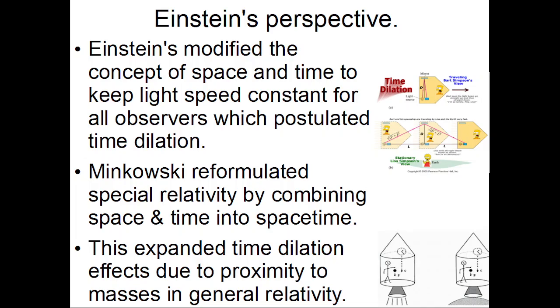Einstein's equations of the special theory of relativity modified the concept of space and time to keep light speed constant for all observers, and time dilation appeared in the equations. Physically, he couldn't give a valid reason as to why the speed of light was constant, but universal expansion was unknown to him.